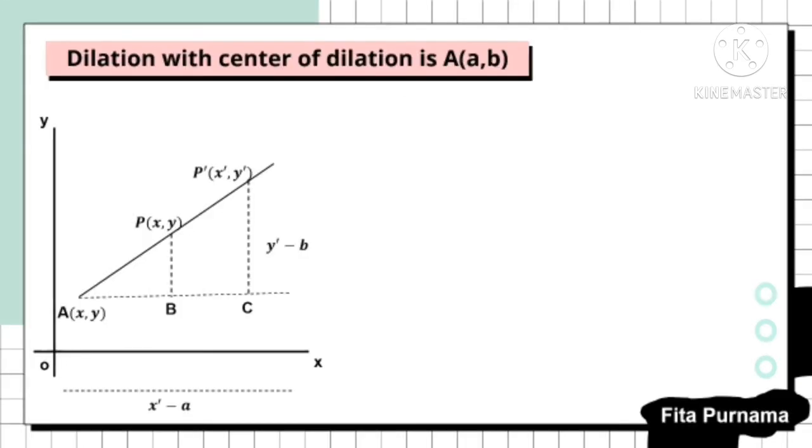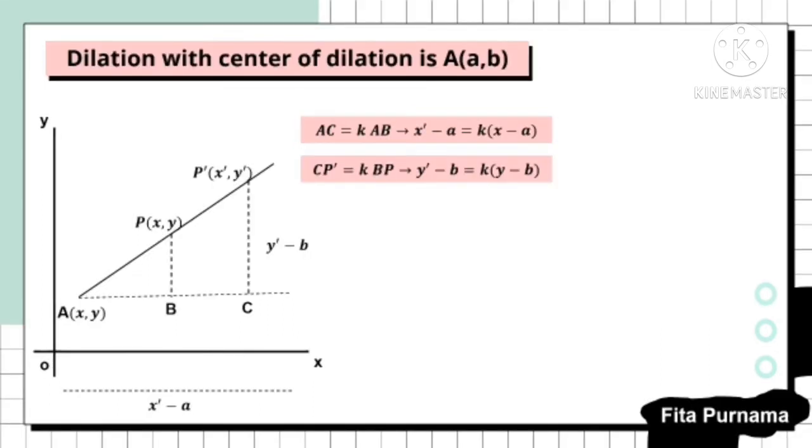The concept is the same as before, so take a look at this Cartesian graph. A is a random point and AC is equal to K times AB, then X prime minus A is equal to K times X minus A. Next, CP prime is equal to K times BP, then Y prime minus B is equal to K times Y minus B. This form can be read as this form, where A and B move to the right part of the equation.